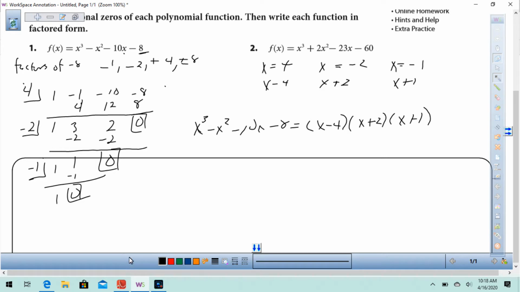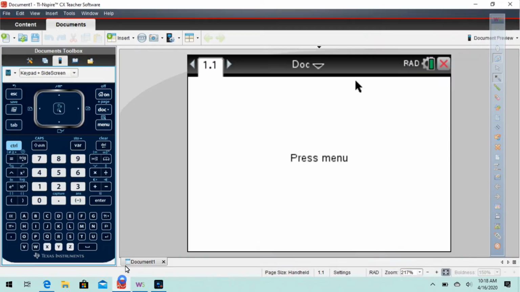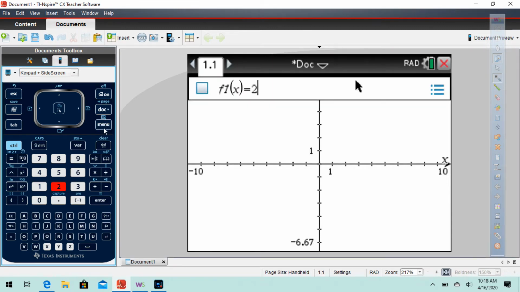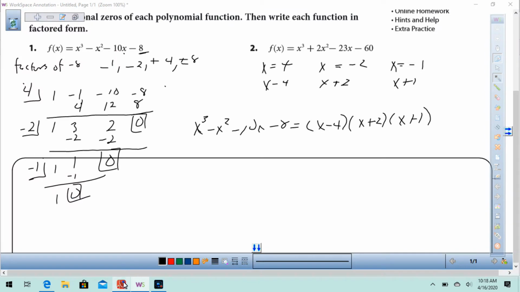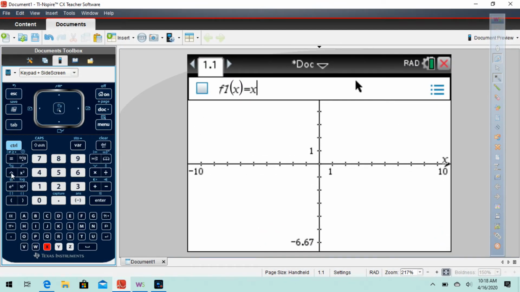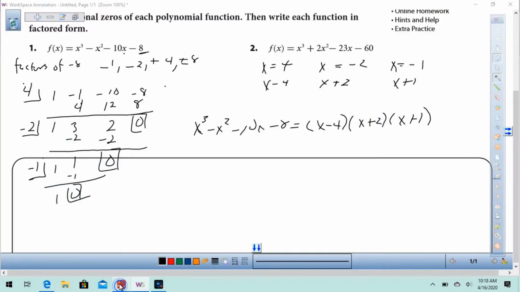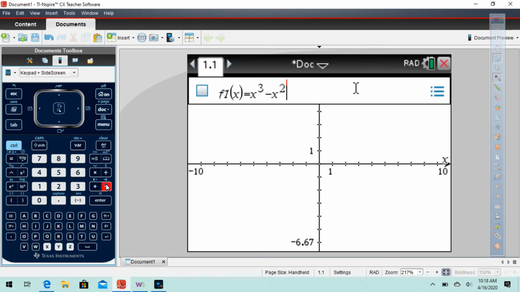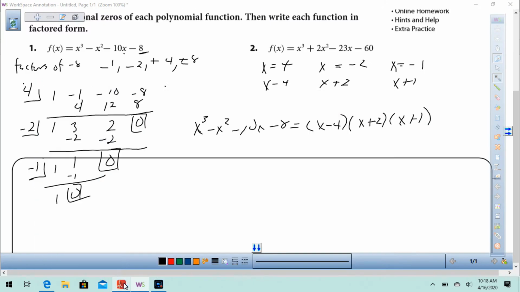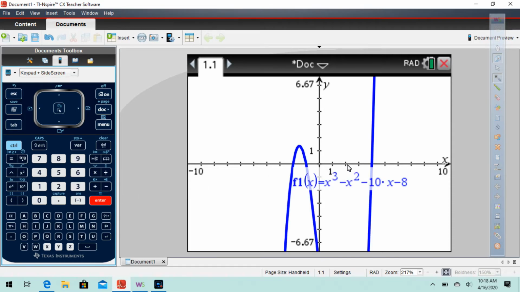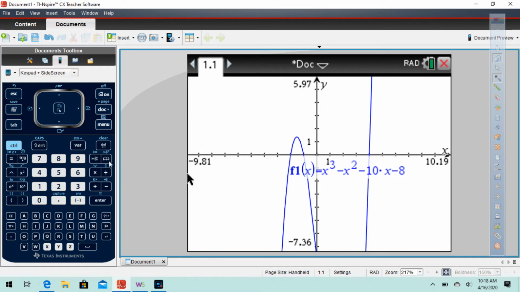Now, I want to show you something. Let's go to our calculator, and we're going to graph this. And you can graph it in any way. Let's see here. What do we got? We got x cubed minus x squared minus 10x minus 8. All right, let's look and see where it crosses the x-axis.